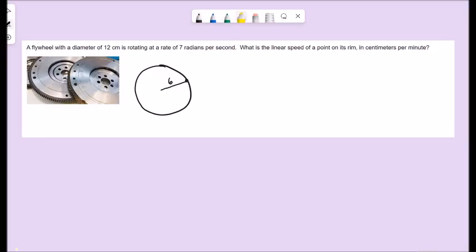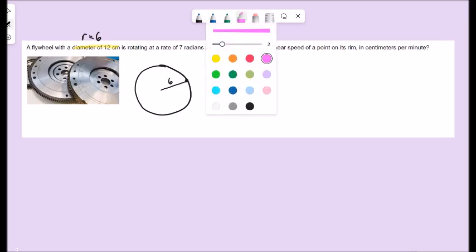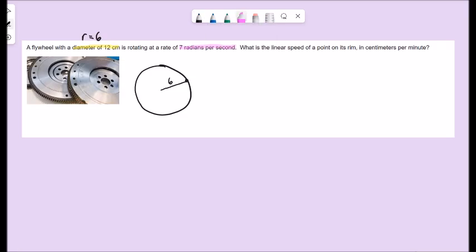All right, so this problem I've already got started on because they were trying to trick us. They're saying, oh, a flywheel with a diameter of 12 centimeters. Well, diameter, we're looking for radius. So I already did that just to prevent myself from making that mistake. It's rotating at a rate of 7 radians per second. And oh, that's nice that they gave it to us in radians, unlike last time where they gave us feet. Giving us radians is perfect because remember, a radian will be the same length as the radius. So it's going to be 6. We're just going to have to multiply by 6.